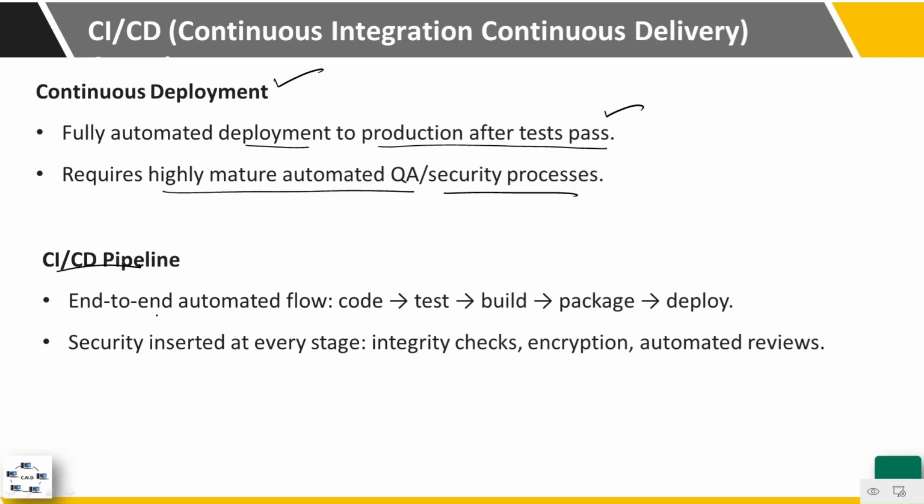The CI/CD pipeline is an end-to-end automated flow, that is from code to test, then build, package, and deployment. And security is inserted at every stage. We have integrity checks, encryption, and automated reviews.